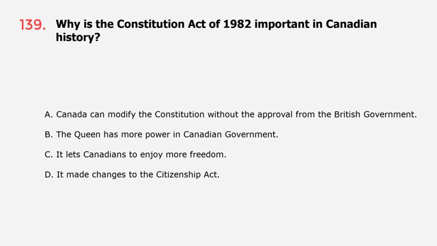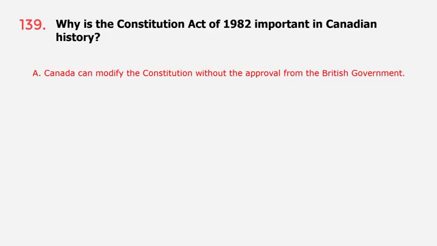Question 139. Why is the Constitution Act of 1982 important in Canadian history? A. Canada can modify the Constitution without the approval from the British government. B. The Queen has more power in Canada government. C. It lets Canadians enjoy more freedom. D. It made changes to the Citizenship Act. The answer is A. Canada can modify the Constitution without the approval from the British government.